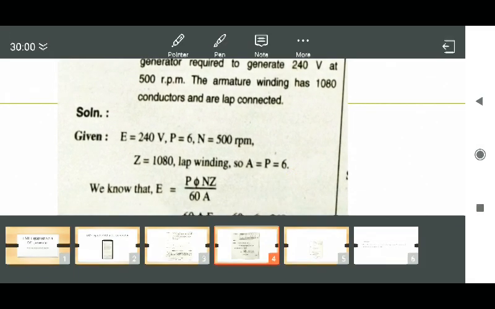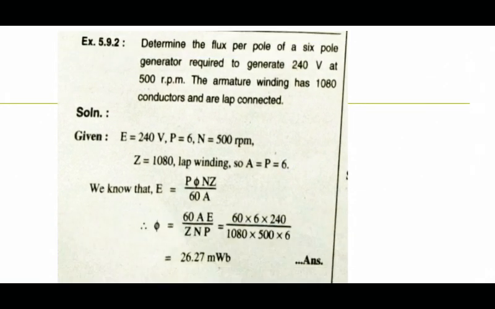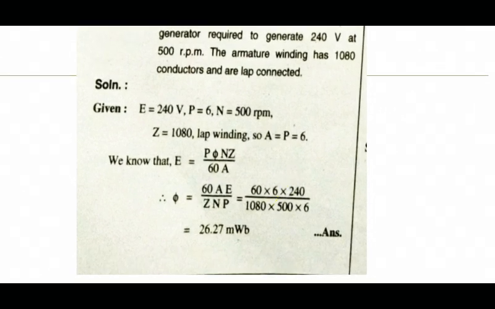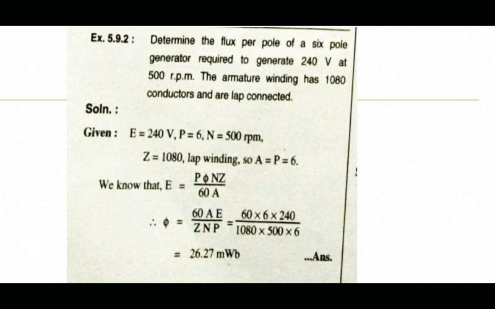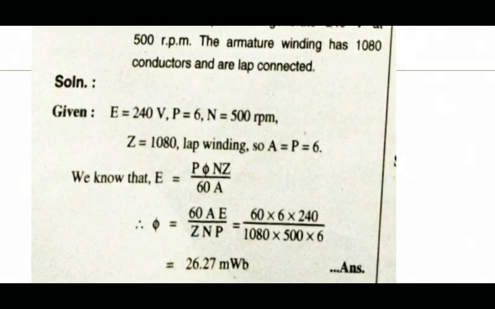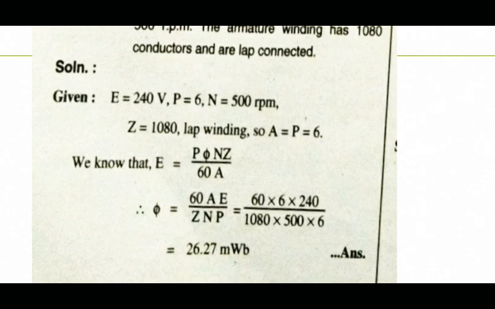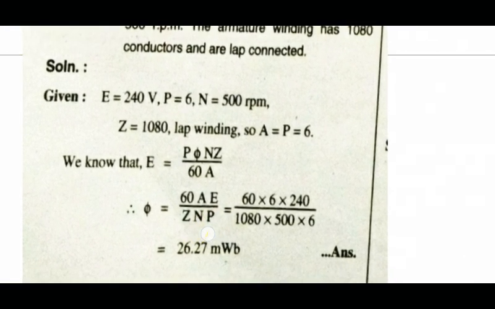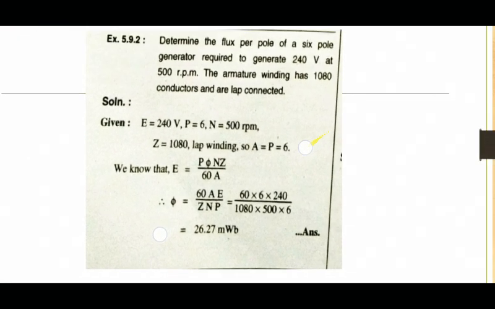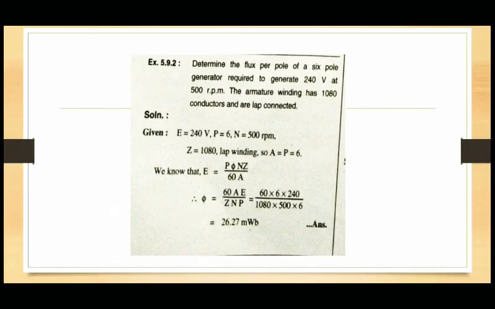So putting all the values in E is equal to P phi N Z upon 60A. We have to determine the flux. So for flux, phi is equal to 60AE divided by Z and P. By putting the values, we get 26.27 milliweber. So this is the answer, the flux per pole. Now we will go to the next example, the last example of this lecture.